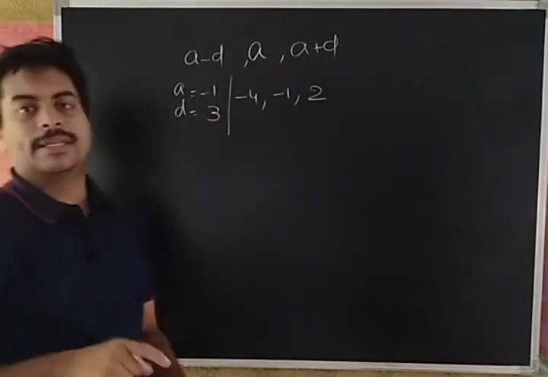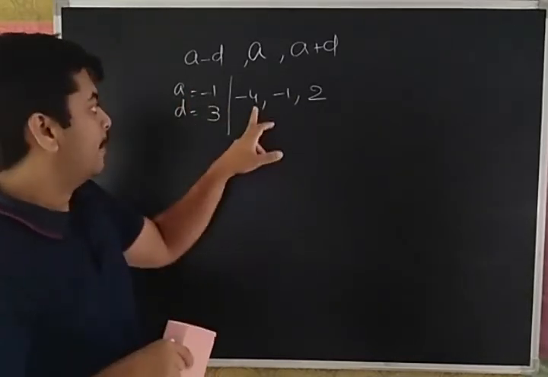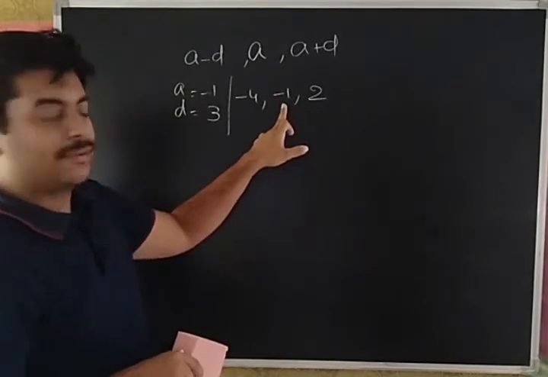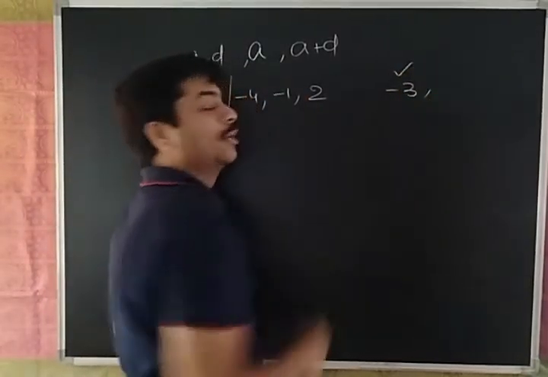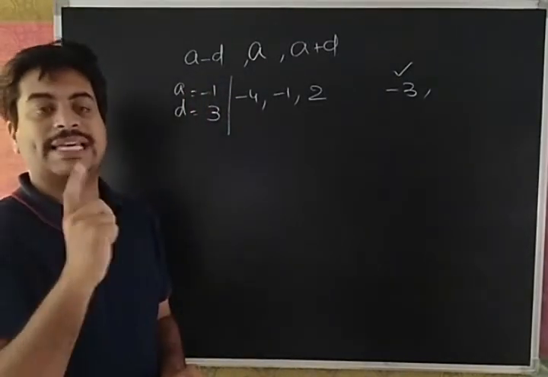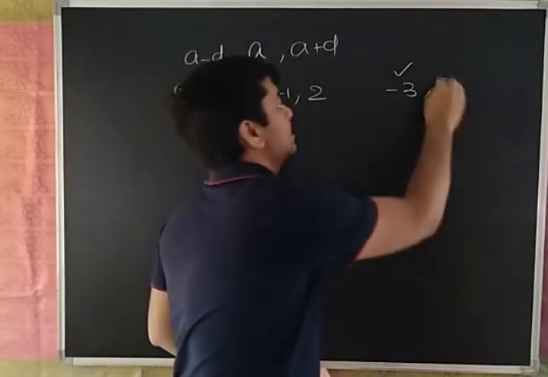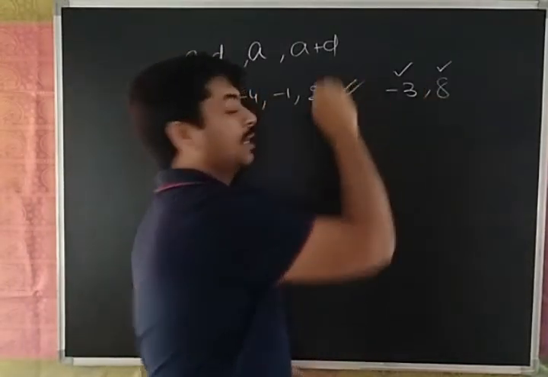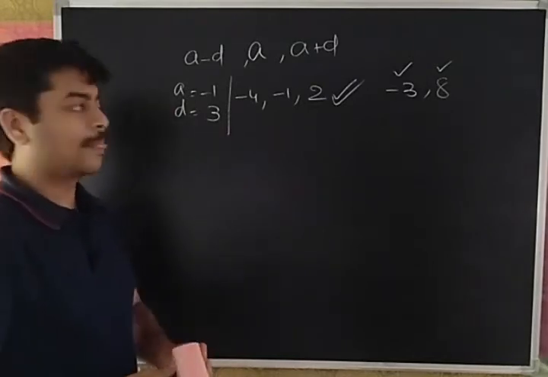What was given? Remember, the sum of these three elements is minus 3. Let us check that. Minus 4 plus minus 1 is minus 5. Minus 5 plus 2 is minus 3. Correct. Minus 3 sum is correct. What about the product? Product is given as 8. Minus 4 into minus 1, 4. 4 2s are 8. Even that is correct. Yes, this is the required progression. How easy it is. Yes or no?